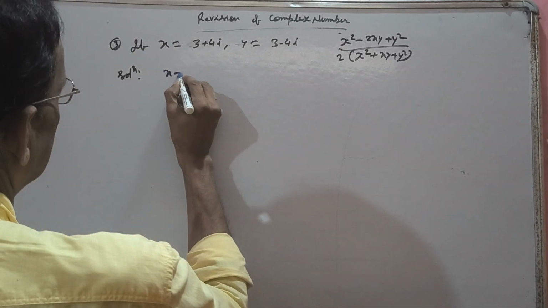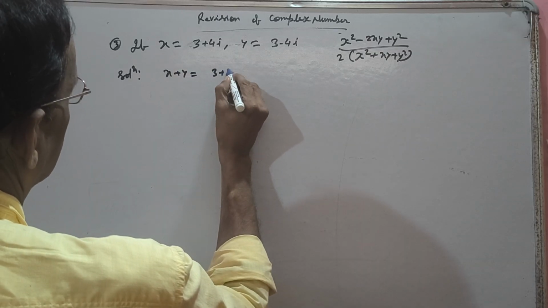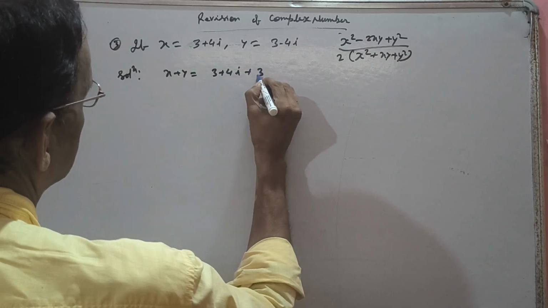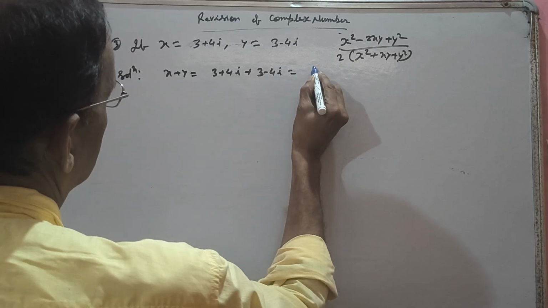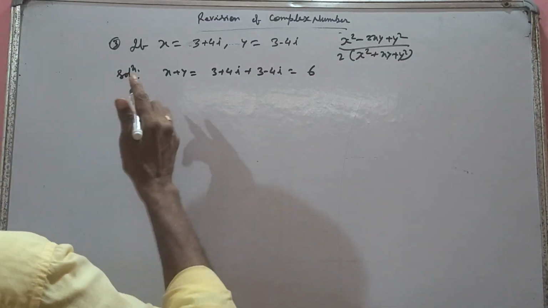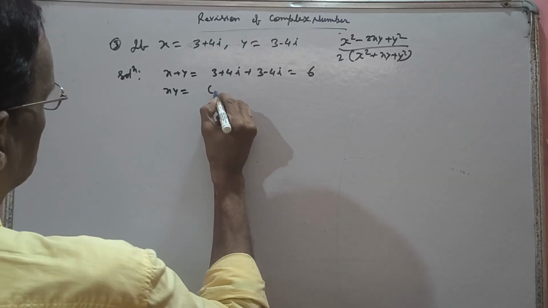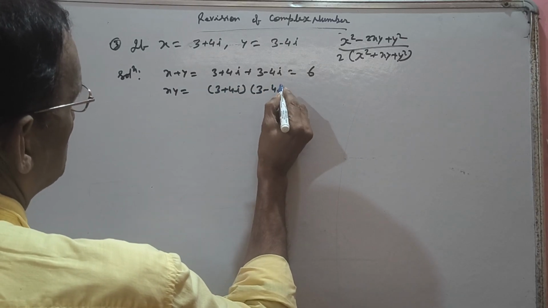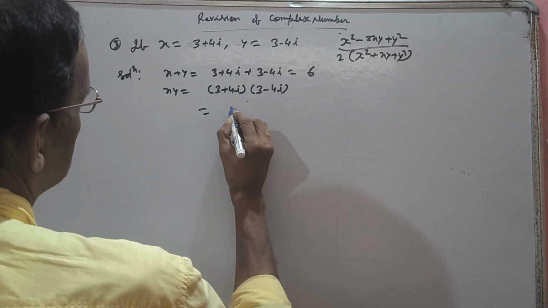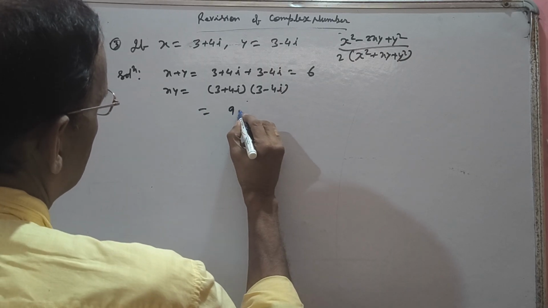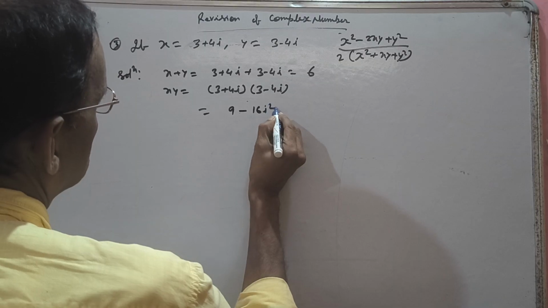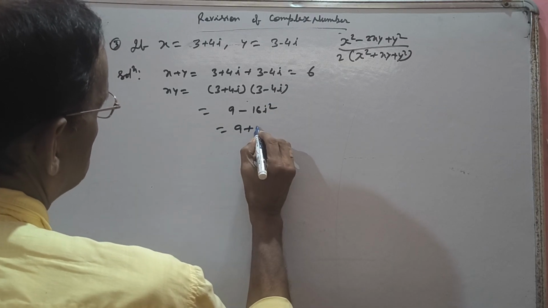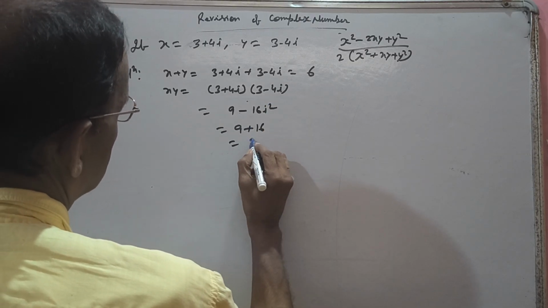So x plus y equal to 3 plus 4i plus 3 minus 4i is equal to 6. You will get the 4i cancel. Then x into y equal to 3 plus 4i into 3 minus 4i. So how much will you get? a square minus b square: 3 square is 9 minus 16i square, so 9 plus 16, since i square is minus 1, that is 25.